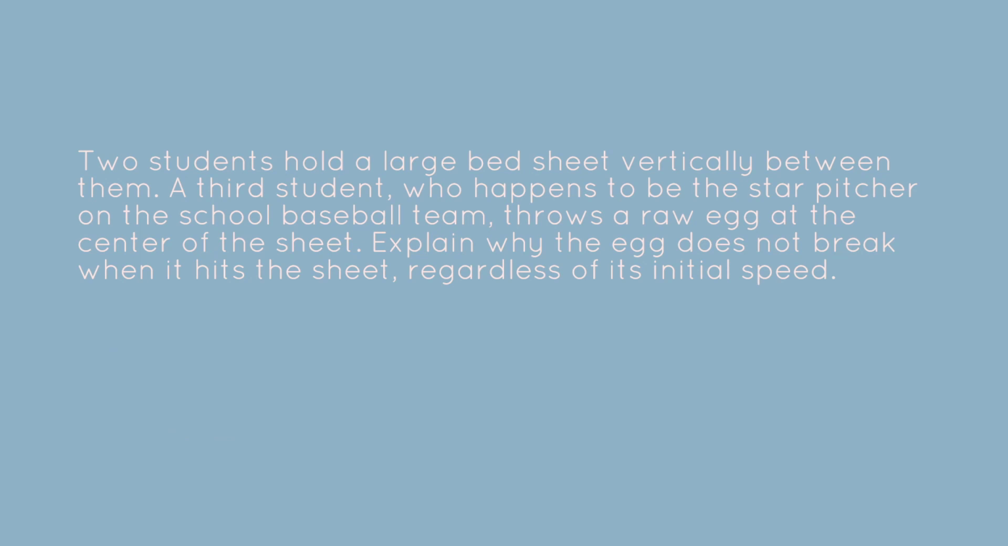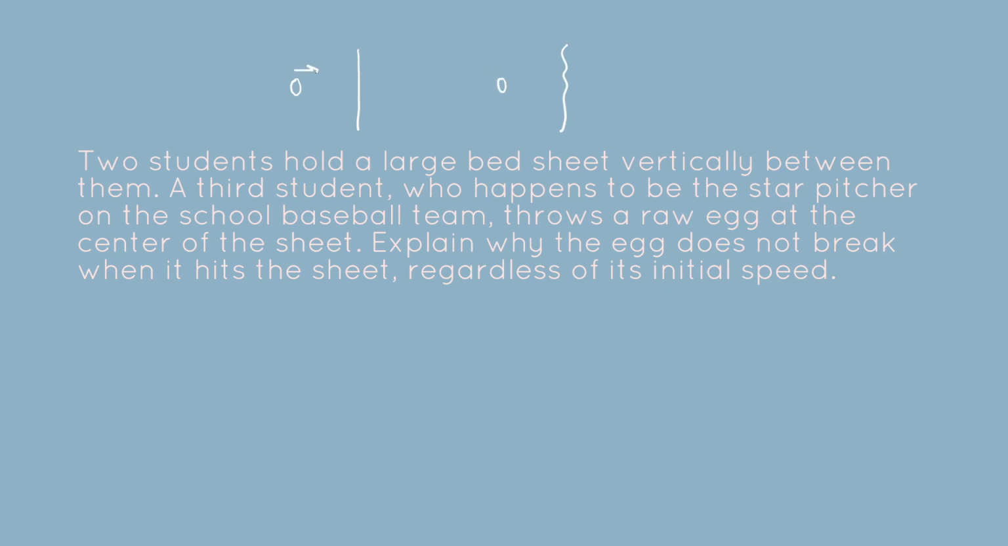Next, two students hold a large bed sheet vertically between them. A third student, who happens to be the star pitcher on the school baseball team, throws a raw egg at the center of the sheet. Explain why the egg does not break when it hits the sheet, regardless of its initial speed. If you throw an egg against a wall versus against a bed sheet, what is the difference?